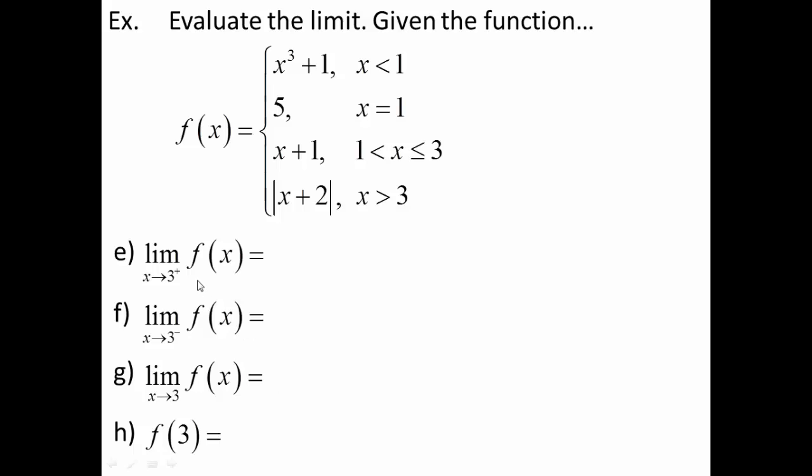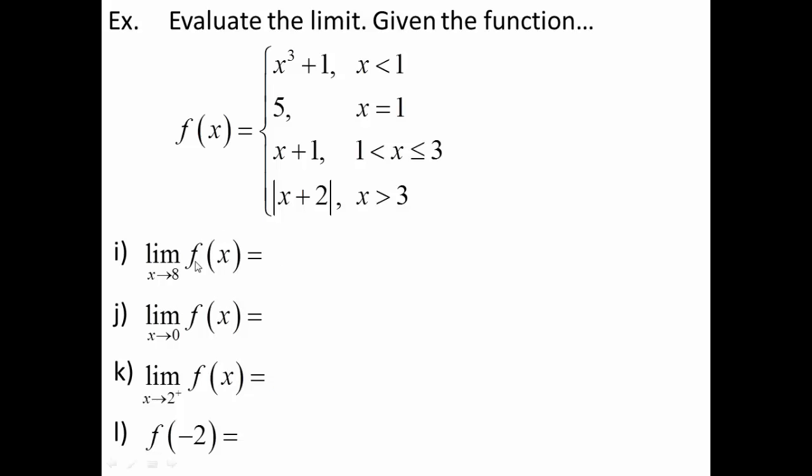If I keep going, now for x equals 3, here's the boundary value, x equals 3. The right side of 3 would be this guy, 3 plus 2 is 5. Left side would be this guy, 3 plus 1 is 4. They don't agree, so the limit does not exist. F of 3 would be based on this guy, so we'll use 4.